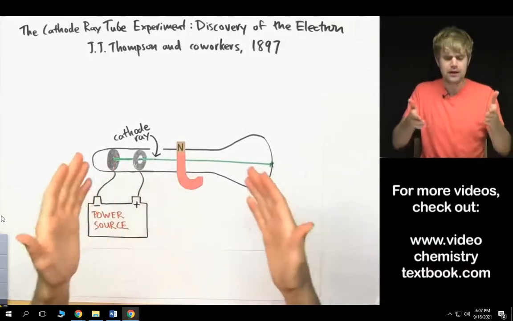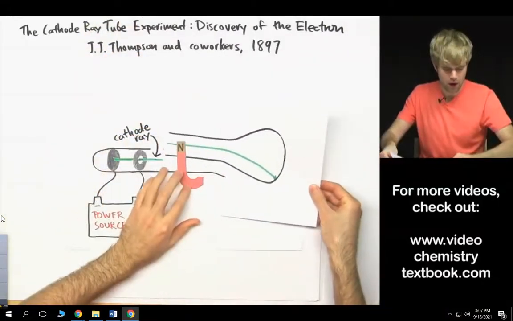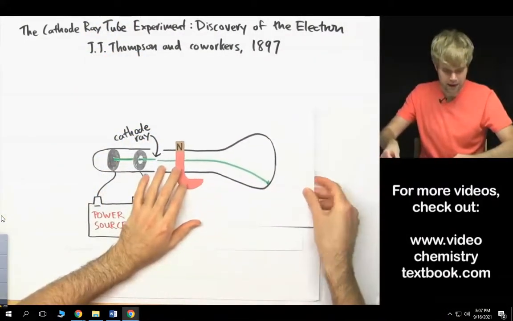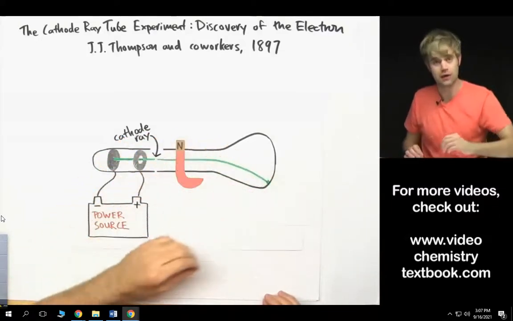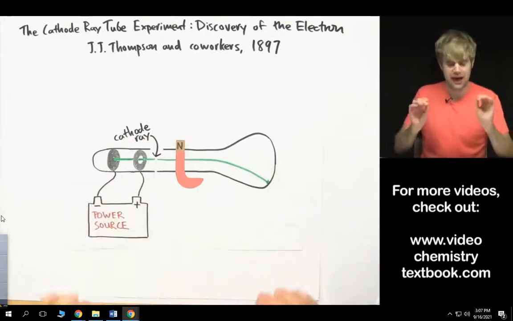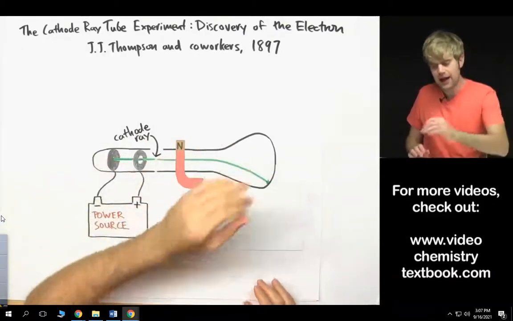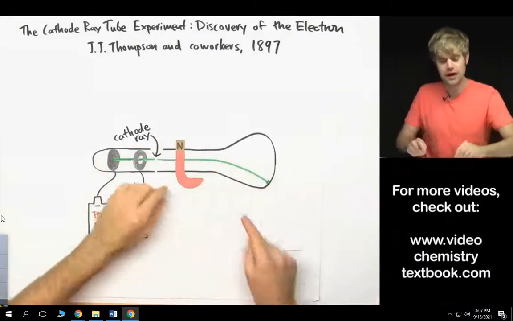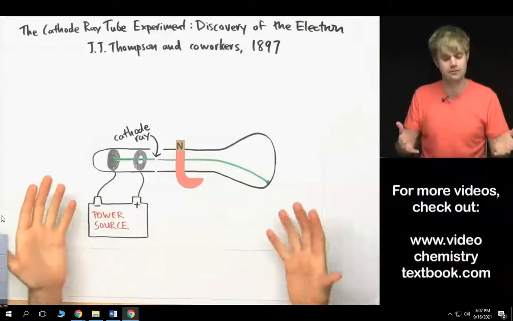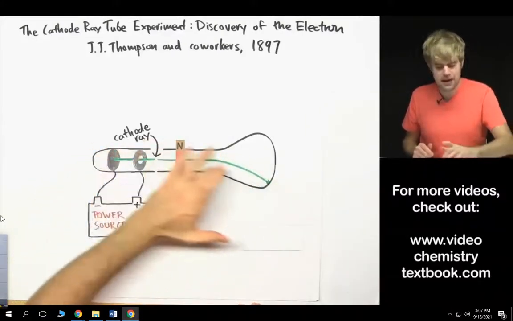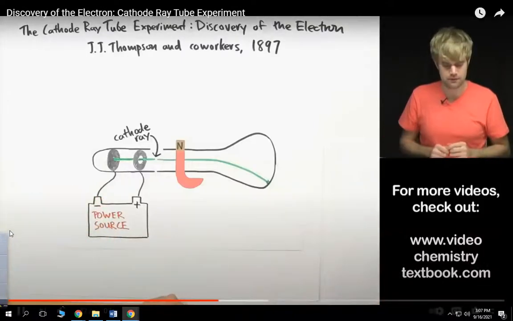So anyway, he puts the magnet here, and he sees now that the cathode ray bends in the other direction. It now moves downward. Now, if the cathode ray is indeed negatively charged, this is exactly how you would expect it to move in the presence of a magnet like this. So this is just further confirmation that whatever makes up the cathode ray probably is negatively charged.